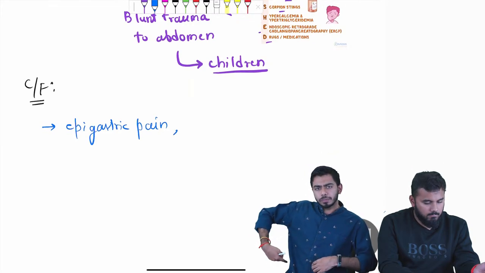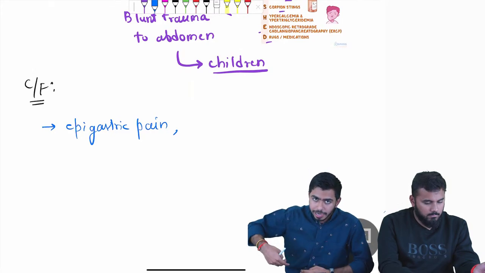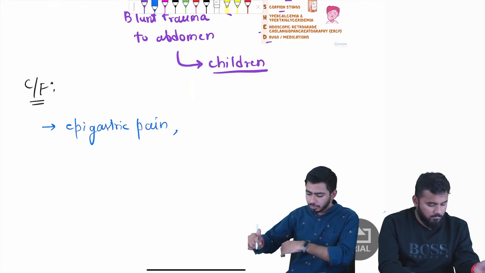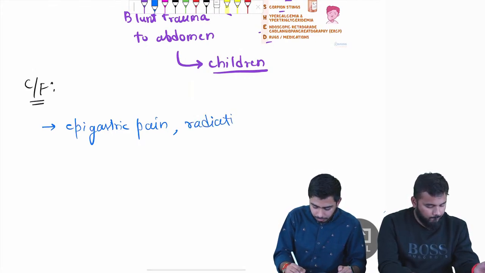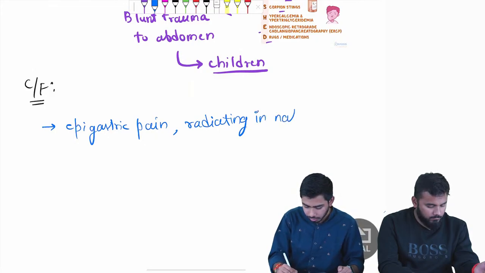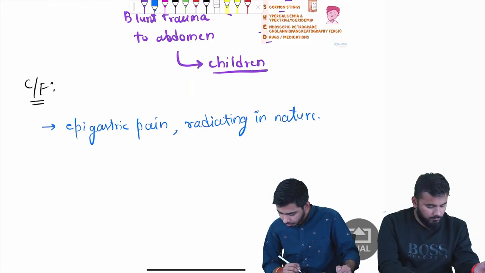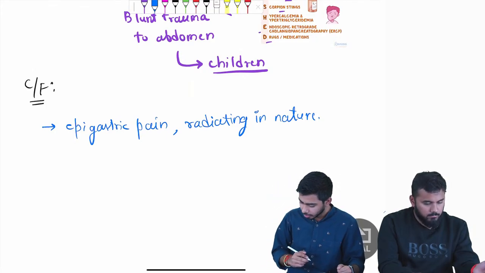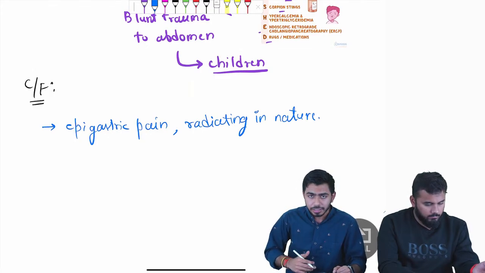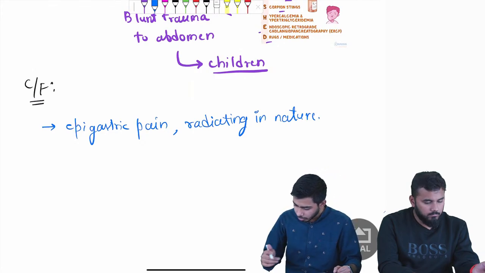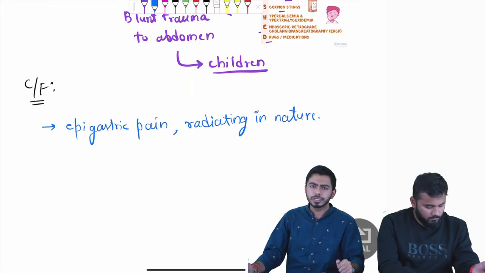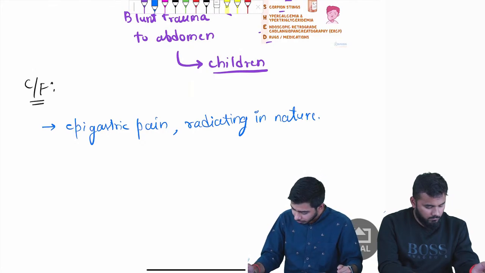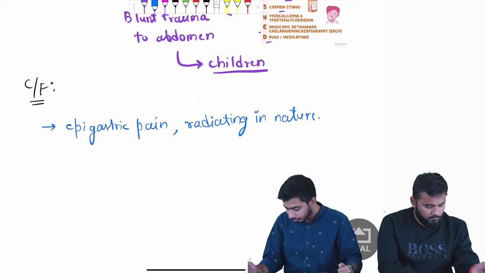So epigastric pain will be radiating to the back region. Pain will be here, they will be bending forward, and this pain will be going to the back region, radiating in nature. Yes, like namaz, that's why they are calling it the Muhammad prayer sign. About the periumbilical abdominal pain, Dr. Benedict, Grey Turner and Cullen signs, I will talk about these signs, guys. Just wait for some moment.